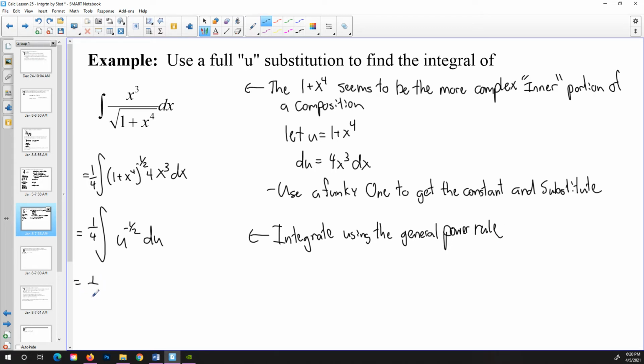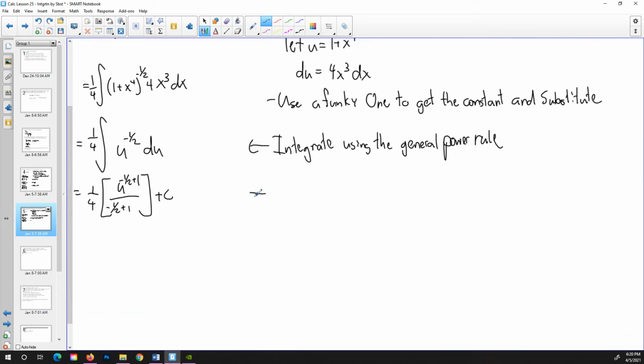That will give me 1/4 times u to the negative 1/2 plus 1 over negative 1/2 plus 1, all plus some constant c. I'm going to simplify this. That'll give me, let's see, so I'll have a 1/4 divided by a 1/2. That'll give me a 1/2. And then it'll be u to the 1/2 plus c.